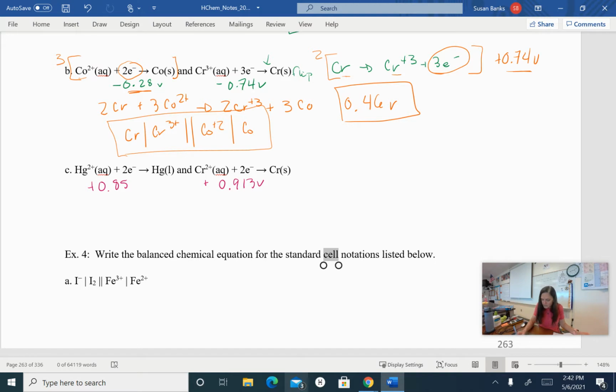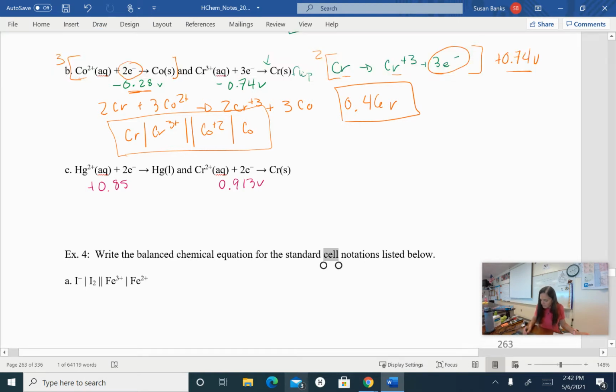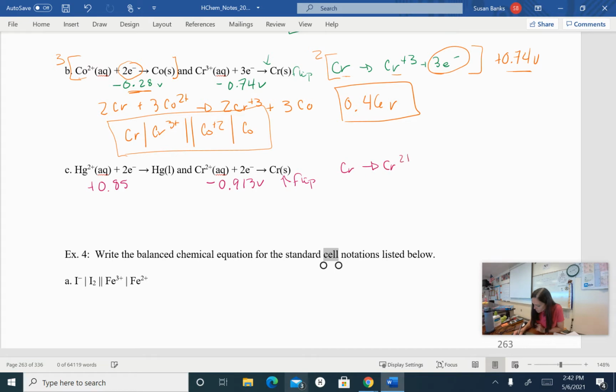Okay, this is a negative. This is what was messing me up. This is indeed a negative. So this chrome is less than the value for the hydrogen, so this is the one we are going to flip. So we are going to have chrome solid going to chrome plus 2 electrons. And that will give us a positive 0.913 volts.